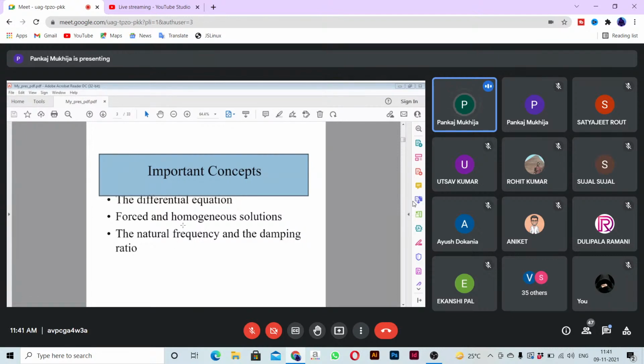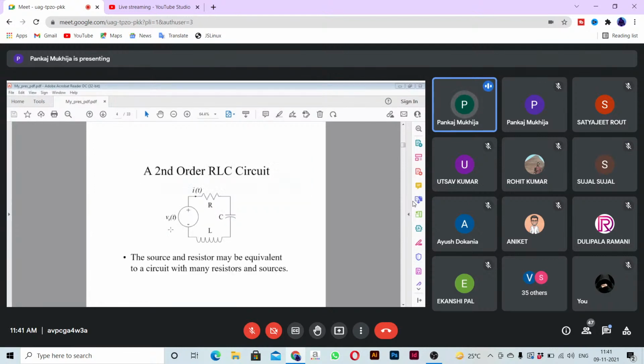Okay, but these things will again be coming in this unit. So even if you have not seen them, please pay attention and see it here again. And the third important concept that we'll be learning here in second order circuits will be the idea of natural frequency and damping ratio. Okay, these two are very important terms. So natural frequency and damping ratio.